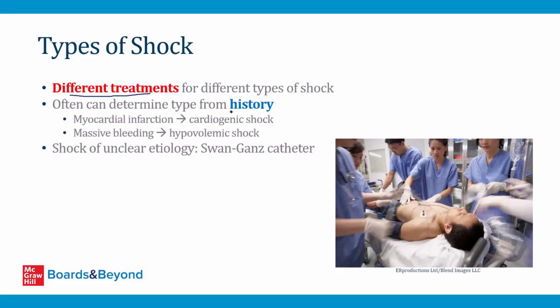Often this is obvious from history. So for example, if a patient comes in with a large anterior myocardial infarction and they become hypotensive and go into shock, this is pretty obviously a case of cardiogenic shock. On the other hand, if someone has massive bleeding after a motor vehicle accident, then that's most likely going to be hypovolemic shock. But if a person has shock and the etiology is unclear, we do have a test that can be used to determine the cause of the shock, and that's called using a Swan-Ganz catheter. So let's talk about that now.